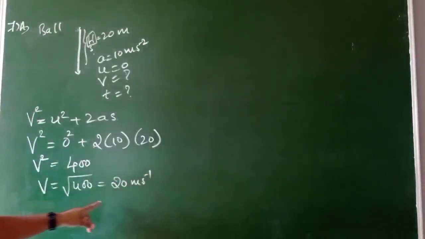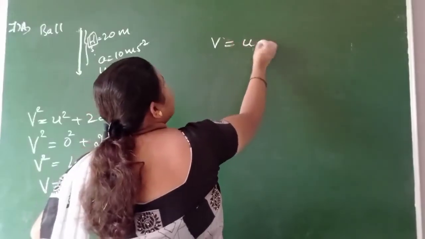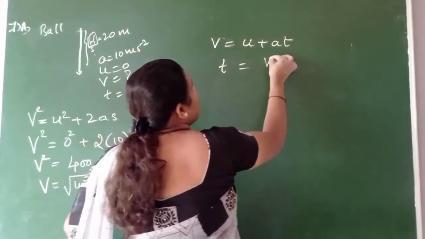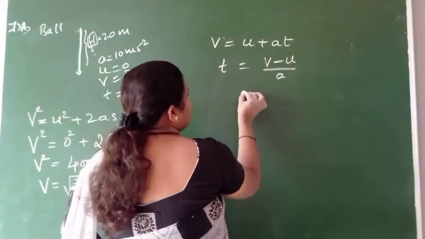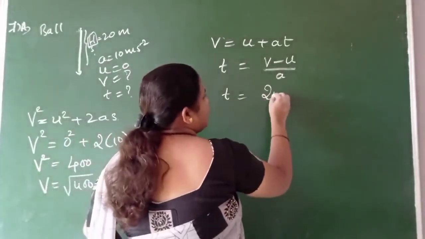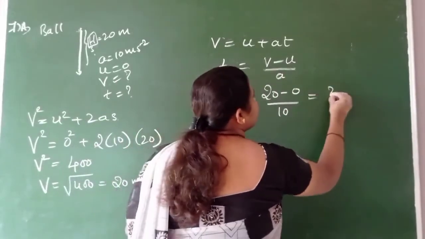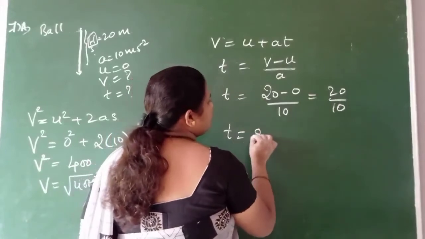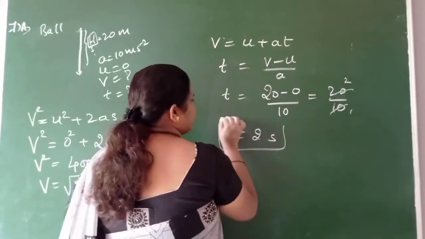The final velocity is what? 20 meter per second. For this formula, v is equals to u plus at, t is equals to v minus u divided by a. So now substitute the values. What is the v value? 20 minus u 0 divided by 10, which is equals to 20 divided by 10. So what is the time, children? 10 twos are 20, so 2 seconds.